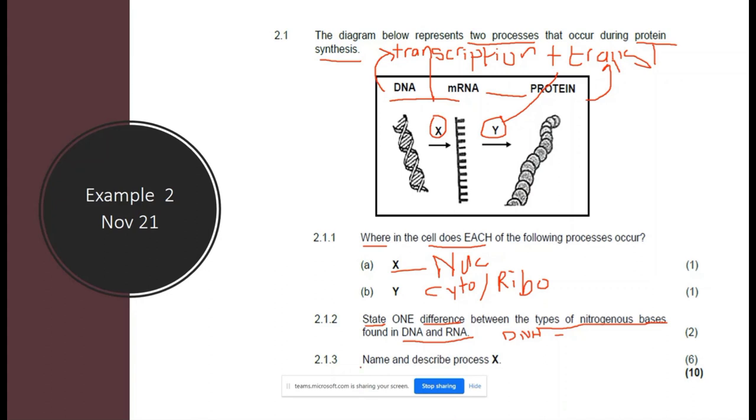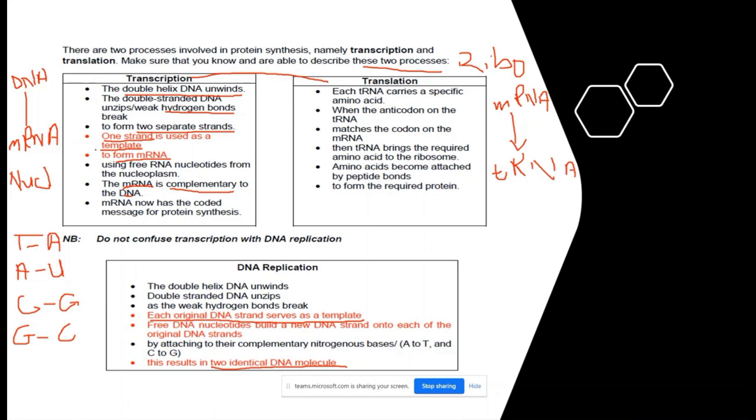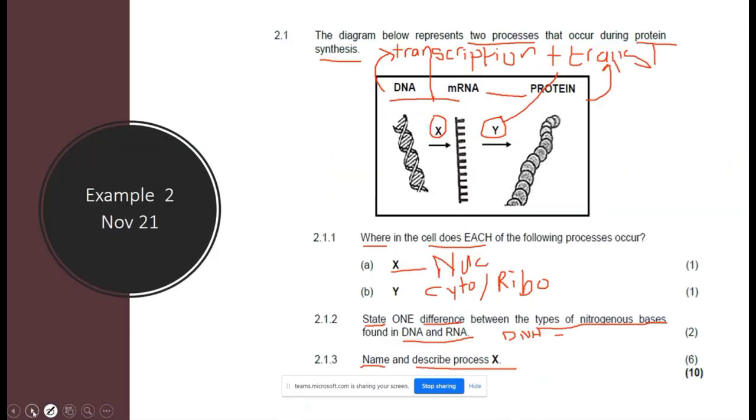Now they're asking you name and describe process X. Yeah, we already determined what is process X. It's called transcription. So you're going to start off with transcription, one compulsory mark, and then you describe transcription. And just going back to our slide there, that is what you're going to describe. And any of those five, it's one for naming transcription, and any five bullets here will be the correct answer to 2.1.3. And therefore, I told you, please, grade 12s, make sure you study transcription, translation, and DNA replication off by heart.